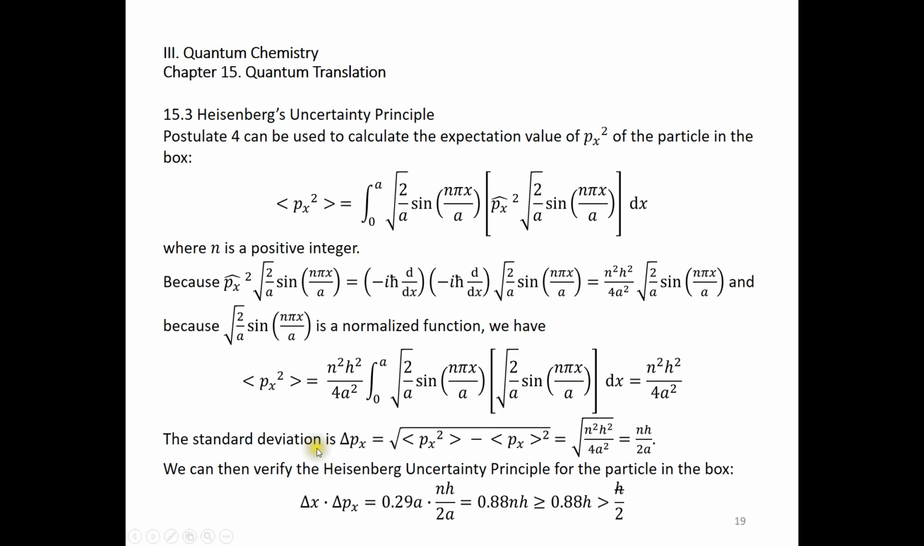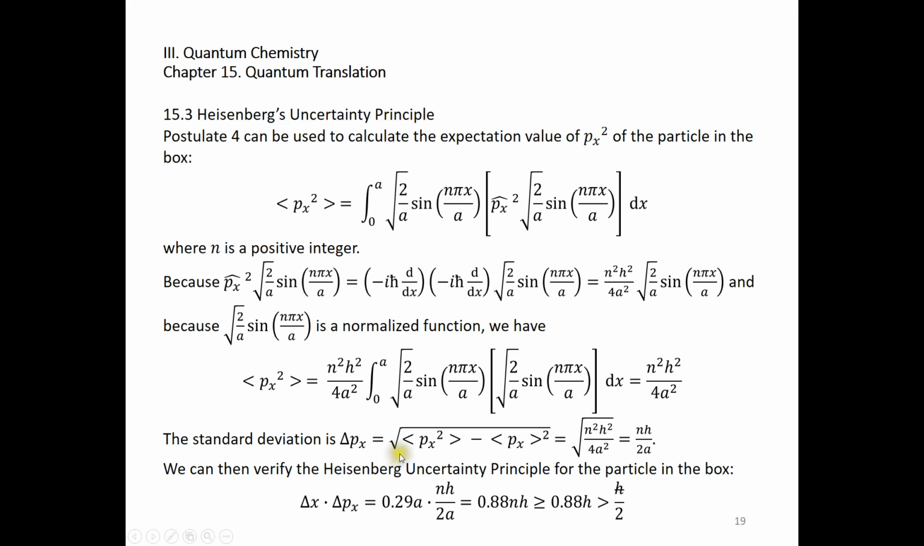The standard deviation of the momentum is the square root of the average of momentum squared minus the average of the momentum, squared. So this is just 0. We just plug in this here. We get nh over 2a. The standard deviation of delta px is nh over 2a.